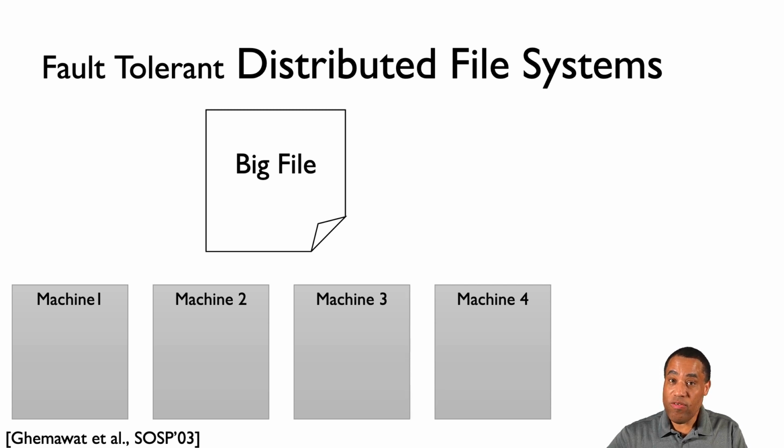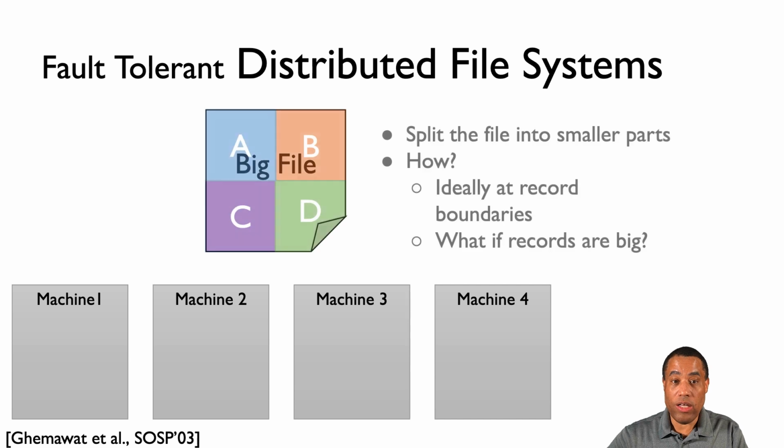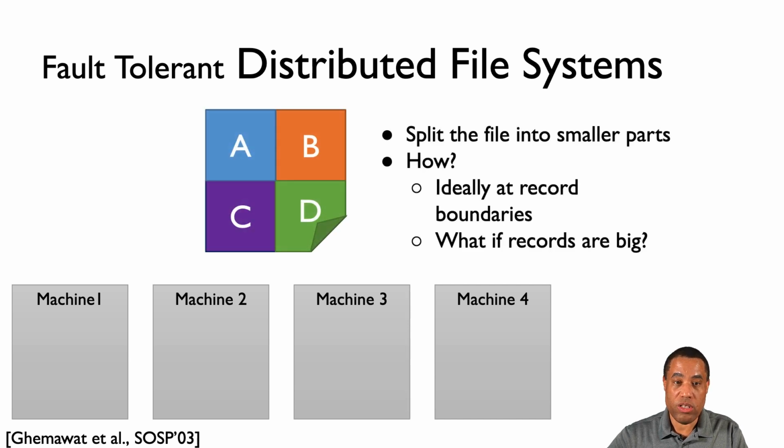So we take our big file and we want to store it across a set of machines. For this example, we'll have 4 machines that we want to store our file across. So we're going to take our file and we're going to split it into smaller parts, and then we'll put copies of those parts on the different machines. So first question is, how do we split it?